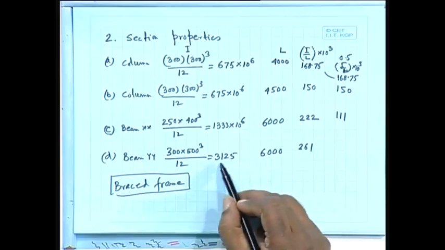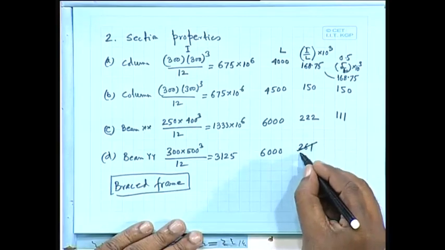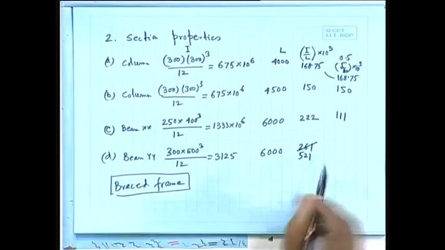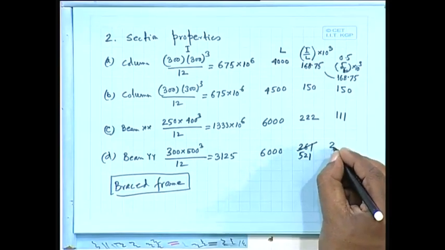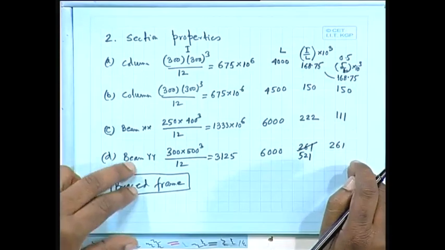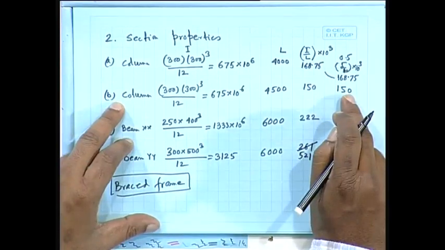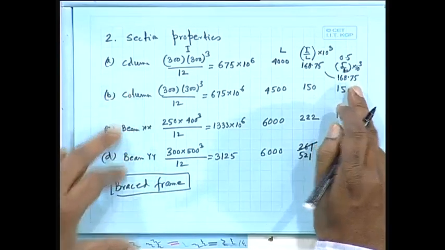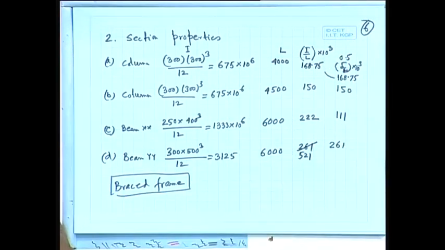I think I have done a mistake here, let me check it here. So, 3125 divided by 6000, okay, which comes as 521, sorry, this one is 521. So, half of that, 521 into 0.5, 261, yes, this 261 will come here. So, this is your values we shall take: that means KB 111, KB here 261, the column there is no change 150, for another column 168.75. Okay. So, this is your section properties.